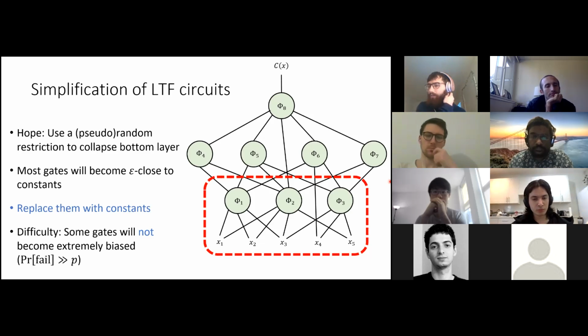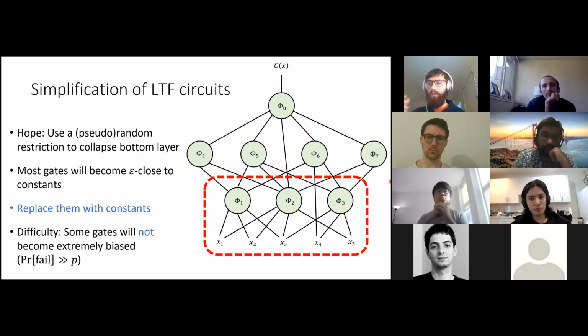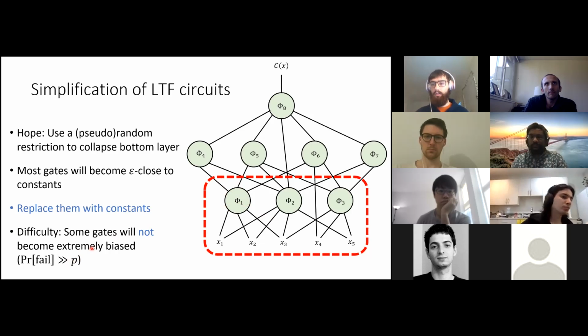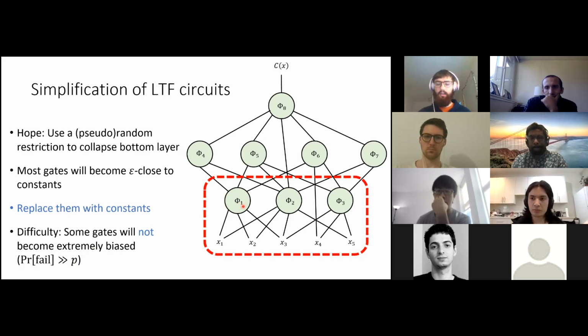The main difficulty with this approach is that some of the gates are not going to become extremely biased. We have to actually deal with that failure scenario because the failure probability isn't low enough for us. Even for an individual gate, the failure probability that we saw for the majority function was like square root of p. And like I mentioned a few slides ago, we actually need our overall failure probability to be much smaller than p. So that's a problem for us, even if there's just one gate at the bottom that we're trying to analyze. What this means is that we have to accept the fact that some of these gates won't become extremely biased, and we have to do something else to deal with those.